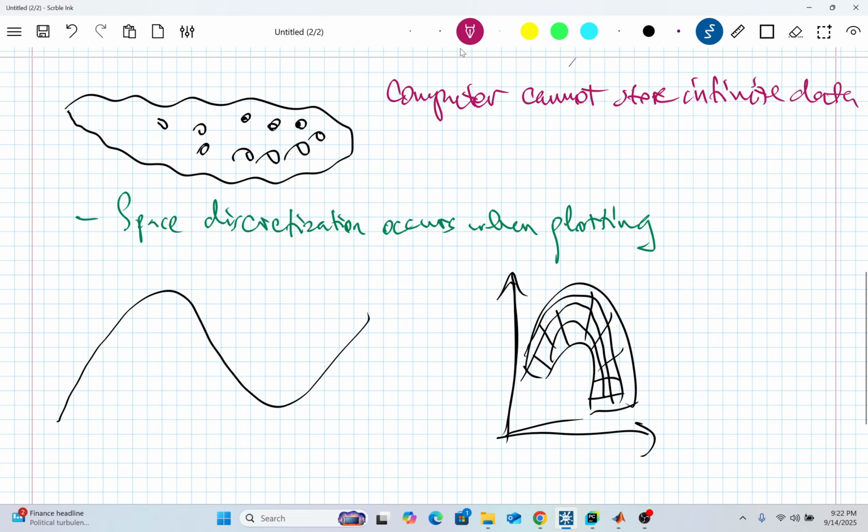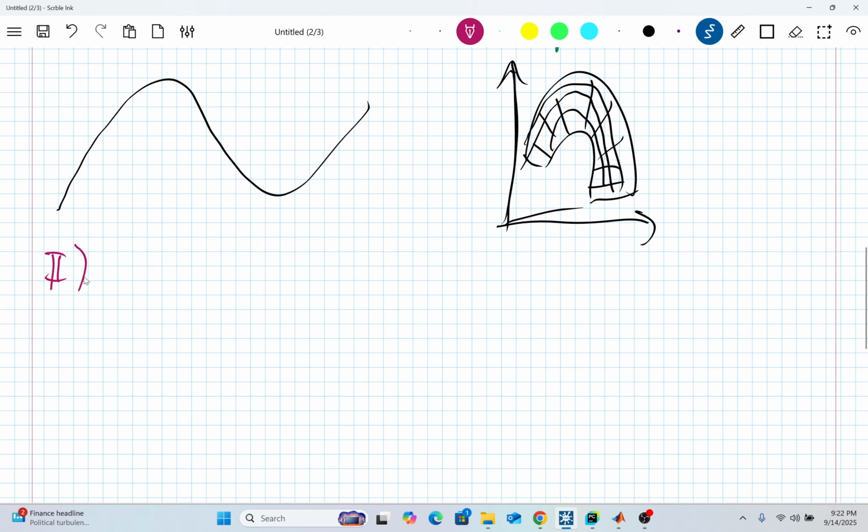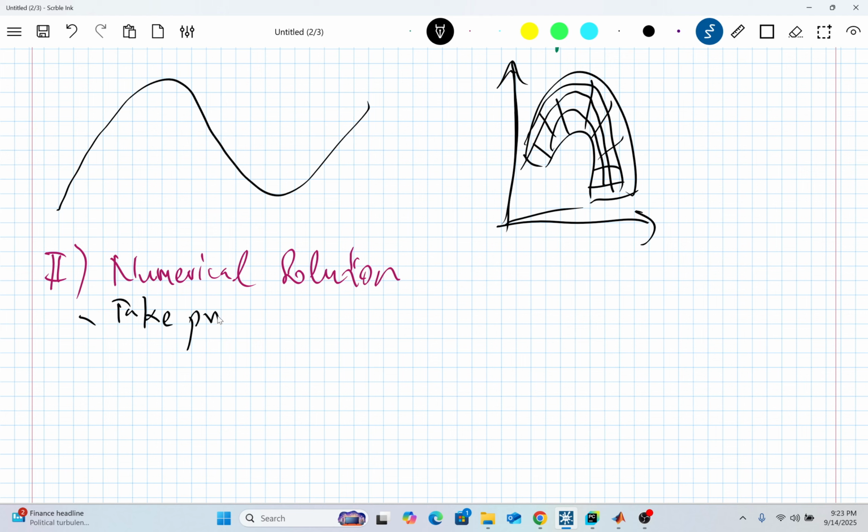And let's see the second one. The second one is the numerical solution. How does a computer simulate a projectile? Take the projectile for example, okay?